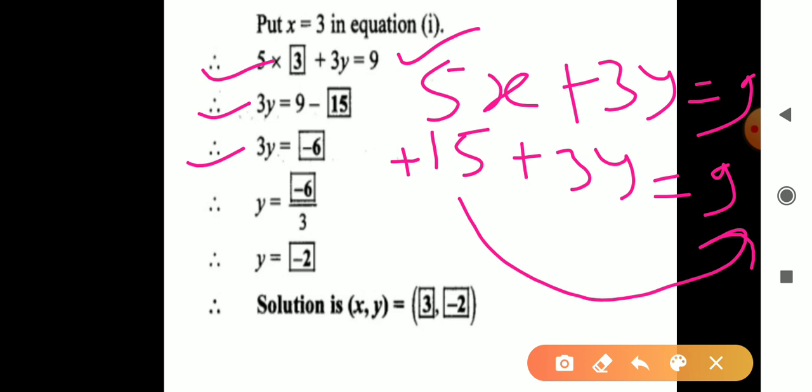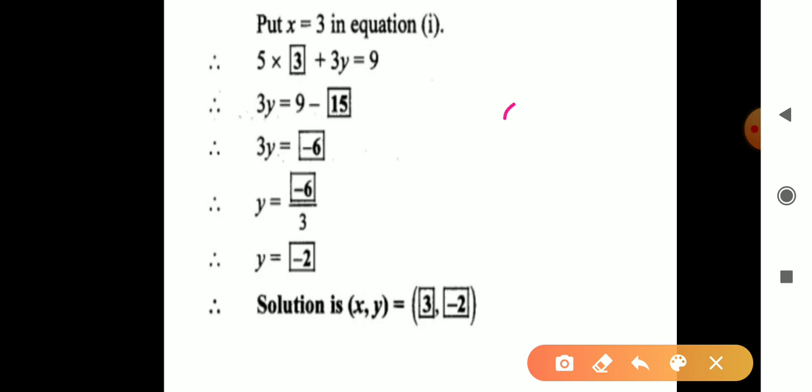So 3y equal to 9 minus 15, and the answer is minus 6. So 3y equal to minus 6. Then this 3, which is multiplied with y, becomes a divisor of minus 6. So y equal to minus 6 divided by 3, and y equal to minus 2. So this is the value of y, minus 2, and we calculated the value of x: x is 3, y is minus 2. So this is the solution of the equations: x is 3 and y is minus 2.